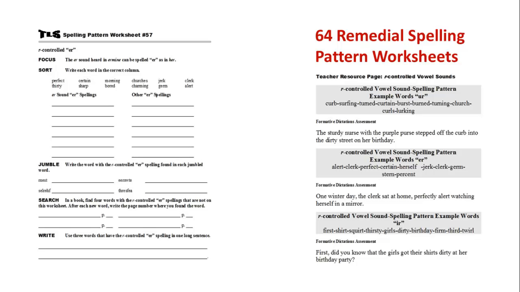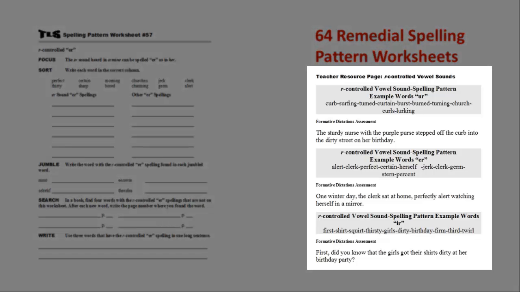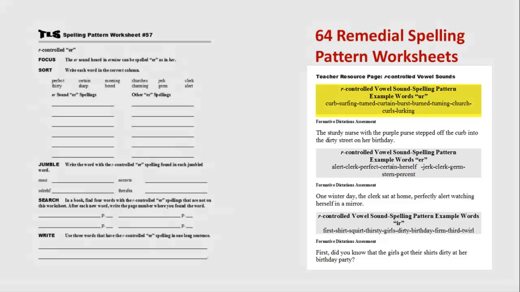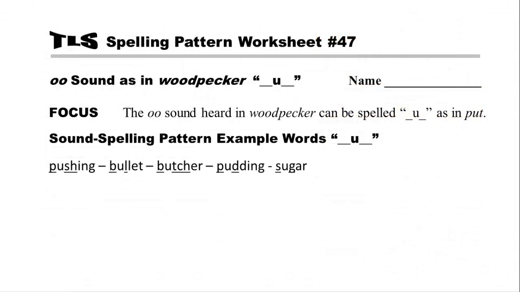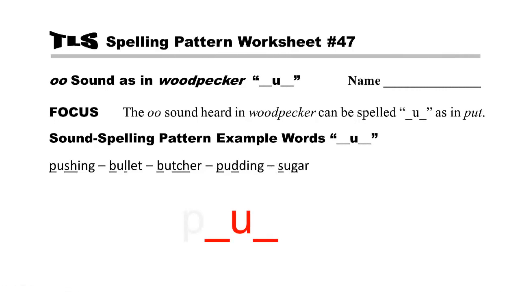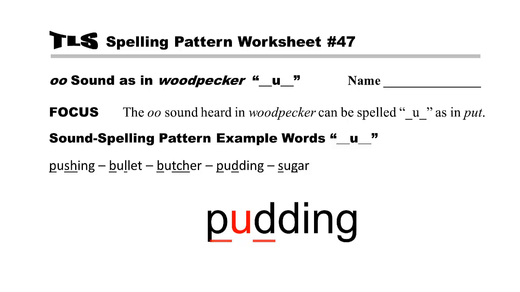Refer to the teacher resource page found at the beginning of each group of spelling patterns and pronounce and write each of the 10 sound spelling pattern example words under the written spelling patterns. Use a different color marker for the focus spelling within the example word. If there is a blank, fill in the consonant sound spelling after writing the spelling pattern.